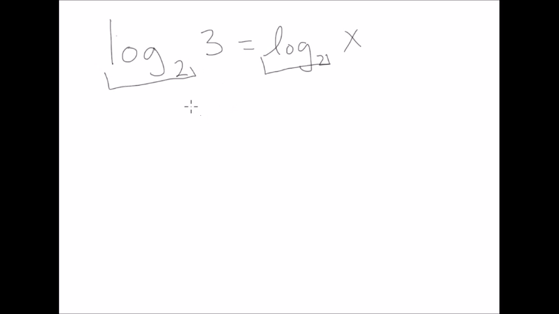You might, for example, know that the log base 2 of 3 is equal to the log base 2 of x, and you're trying to figure out what the value of x is. The good news here is that there is a unique value for which this is true. You have the two of the same logarithms, and the only scenario where that can be true is if x is actually equal to 3.